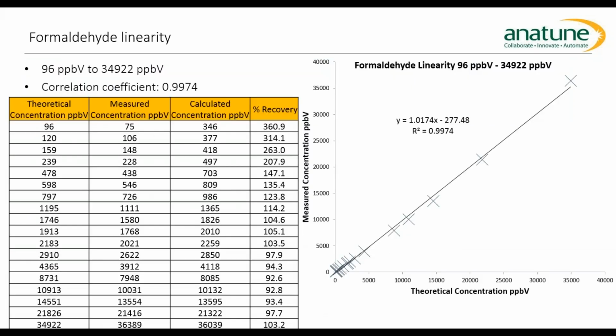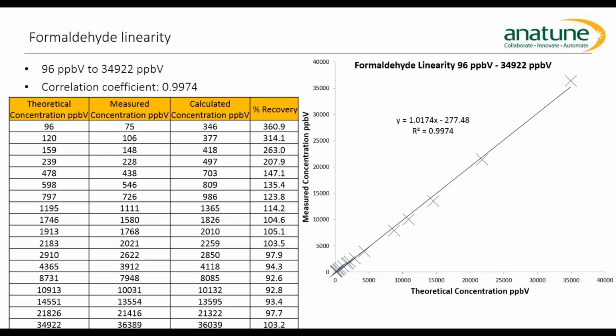So the nature of the concentrations from the permeation tube and the ability for the SIFT to cope with flow rates meant that we could vary the concentrations from around 96 parts per billion by volume up to around 35 ppm. And so this is the data generated for that linearity.